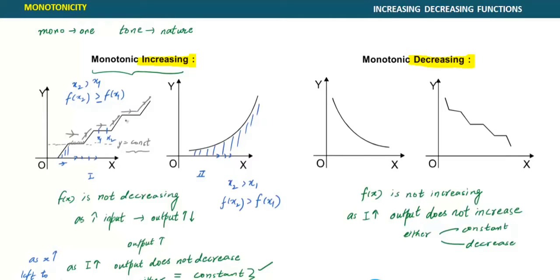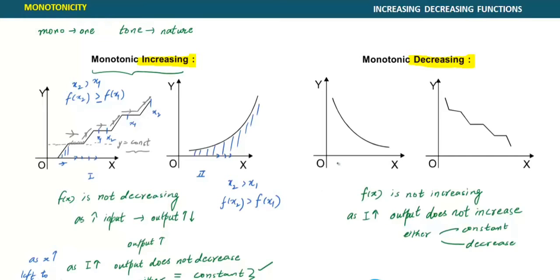But if you take, let's say, x1 somewhere here and you take the next x2 here, obviously x2 is greater than x1 and the value of f(x2) is also greater than f(x1). So in this particular diagram, both the quantities are being satisfied. You just have to keep in mind, for monotonically increasing, the output should not decrease as the input increases. This is the definition of a monotonic increasing function.